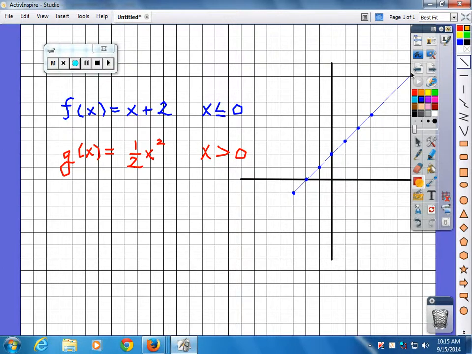And there's my line. Does it help if you already know what the parent graph looks like? Well, yeah, but you have to plot these. You can't just sketch them. You have to plot them.